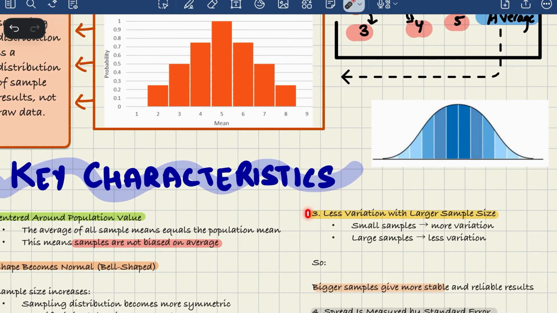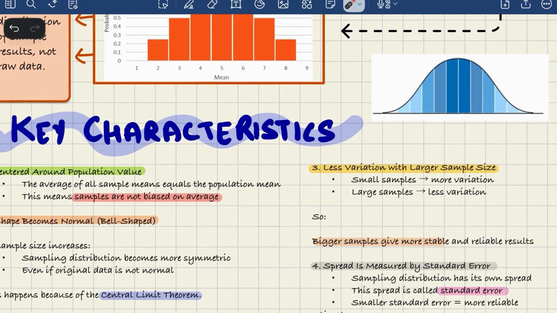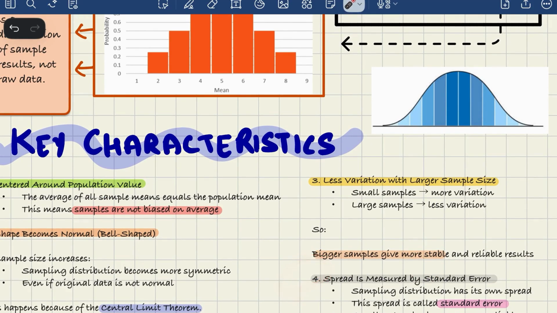Then we have less variation with larger sample sizes. The larger the sample size, the more accurate and reliable the estimates are. If there is a small sample size, there is more variability, but with larger samples there is less variability. Then another characteristic says the spread is measured by standard error. You need to know this term, standard error. It is denoted by SE.